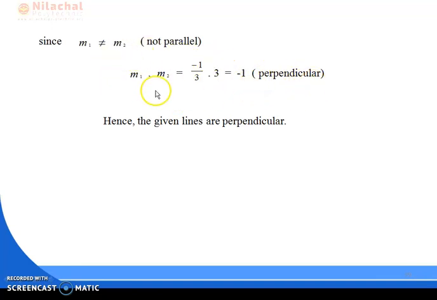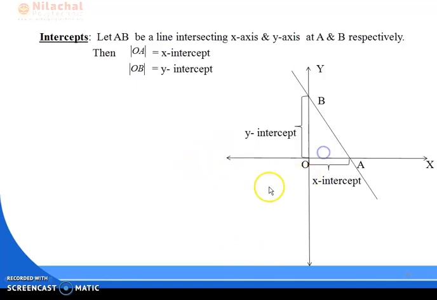So if the product of two slopes equals minus 1, then we conclude that the two lines are perpendicular to each other. Hence the given lines are perpendicular.